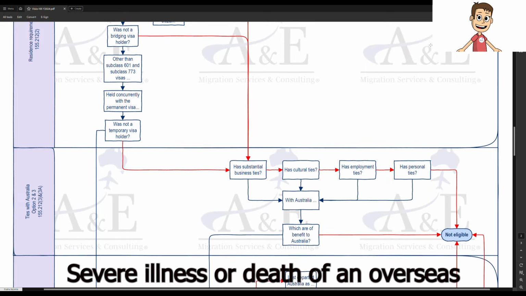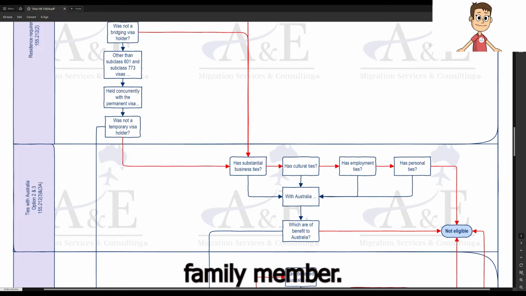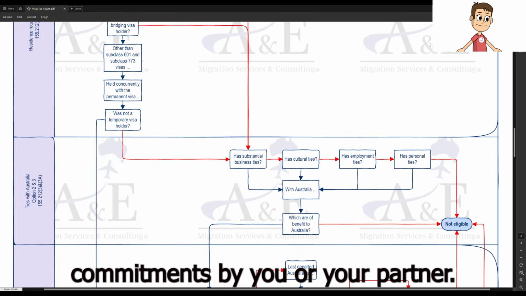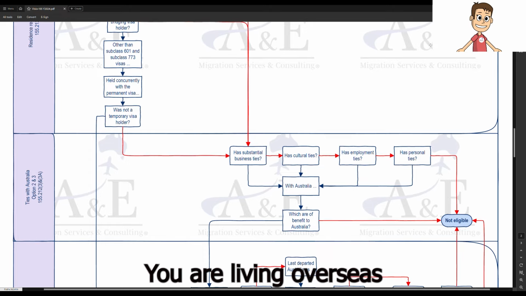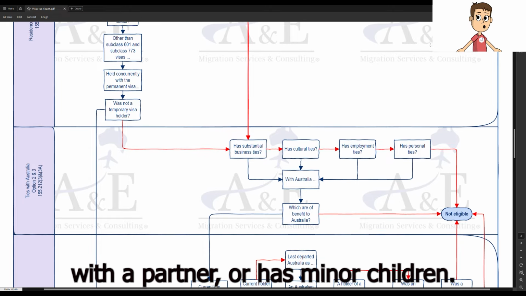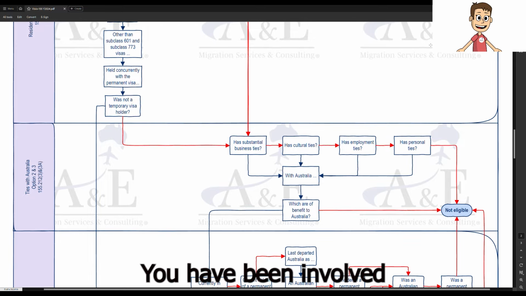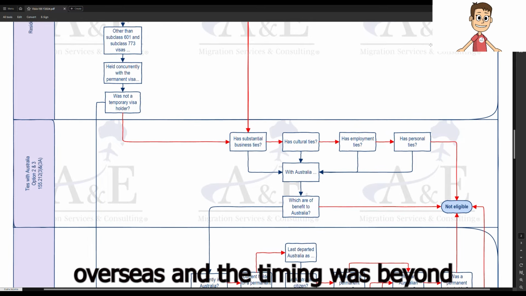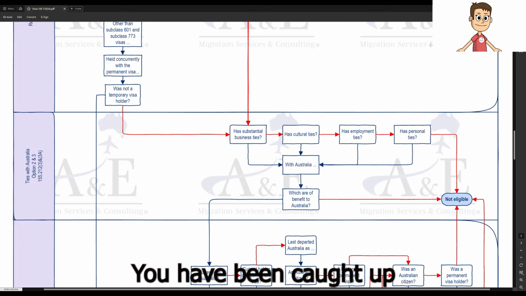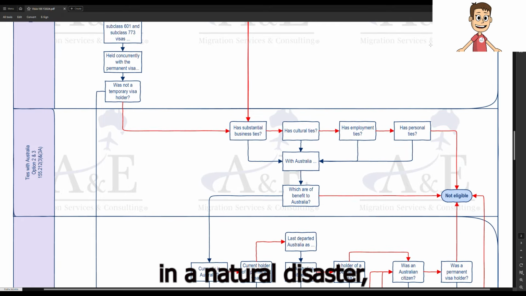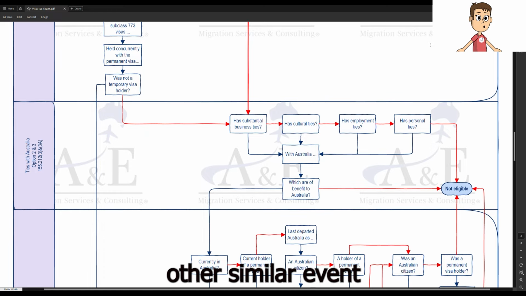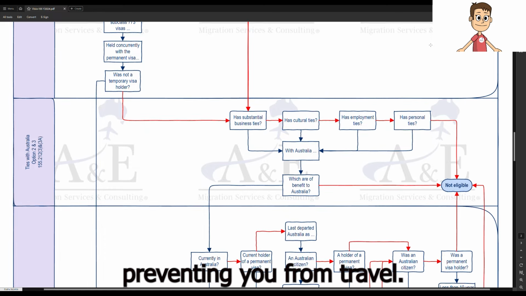Severe illness or death of an overseas family member. Work or study commitments by you or your partner. You are living overseas in an ongoing relationship with a partner, or have minor children. You have been involved in legal proceedings overseas and the timing was beyond your control. You have been caught up in a natural disaster, political uprising, pandemic, or other similar event preventing you from travel.